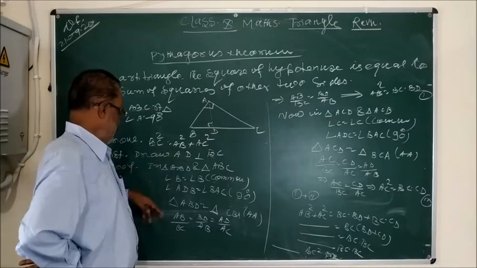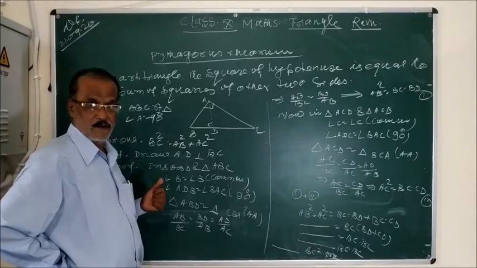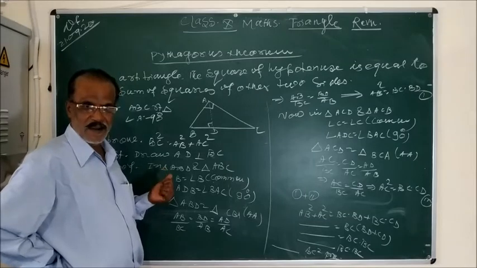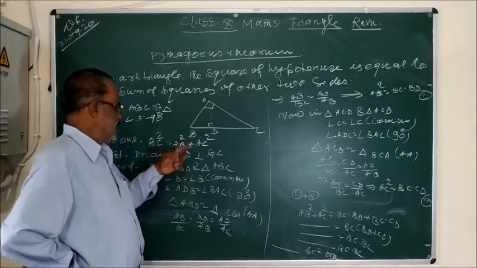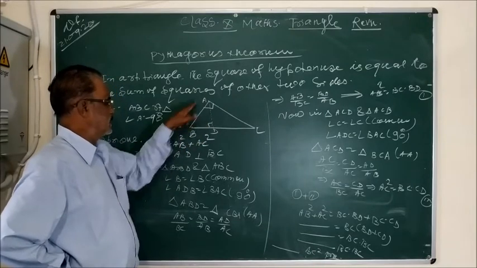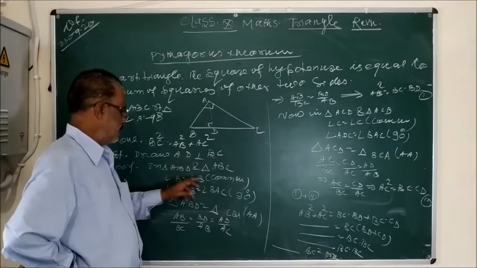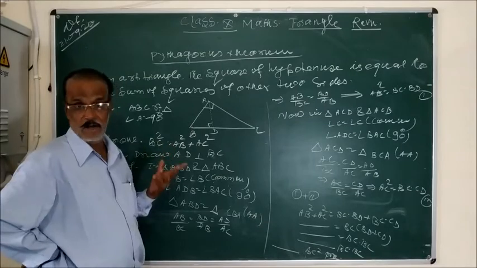So now you see, the important portion is proof. How can you prove? We are considering this triangle and the whole triangle. In triangle ABD and in triangle ABC, angle B is angle B, same angle, common.